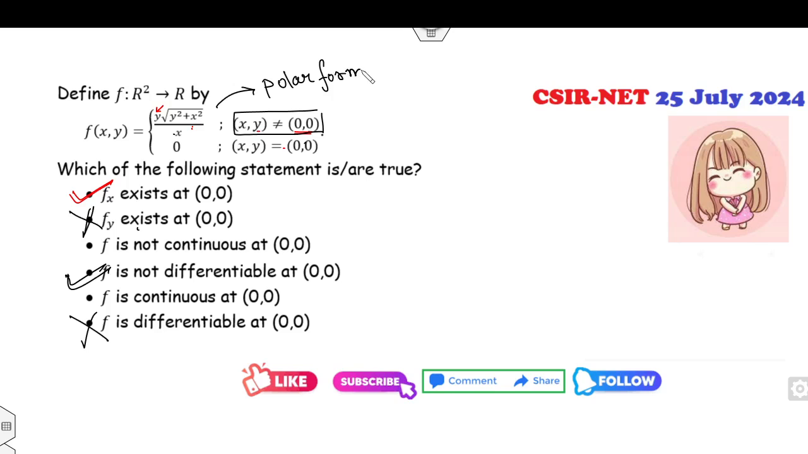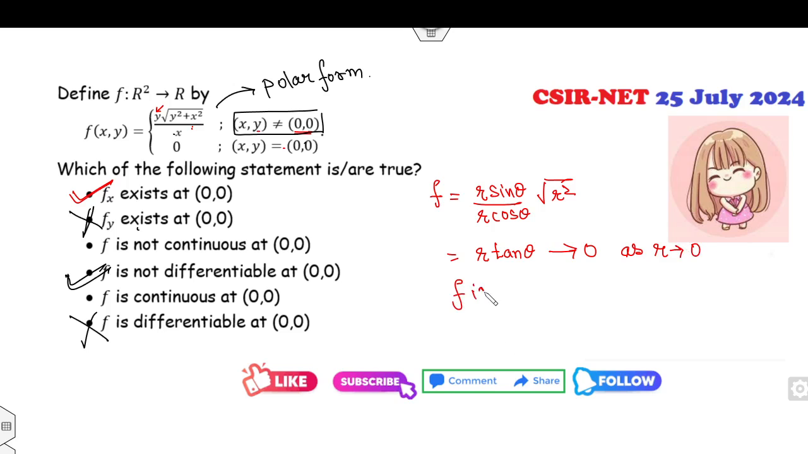Fine. If you change into the polar form, what will be my f? It is r sin theta over r cos theta divided by r square. That is r into tan theta, which goes to 0 as r goes to 0. So that means the function is continuous at (0,0). So the function is not continuous, cancel; function is continuous, right option.